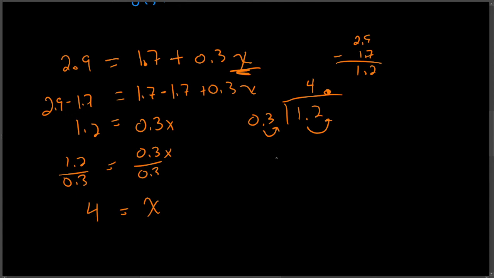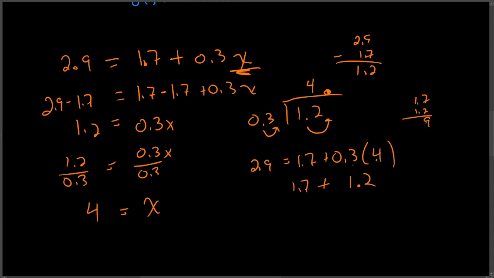Well, let's check that back in the original thing. So I'll put 4 in place of my variable. Now I have to follow order of operations, so 4 times 3 is 12, but I had 1 decimal place there, so it becomes 1.2. Add 1.7 plus 1.2, 7 and 2 is 9, 2.9. And so it checks.